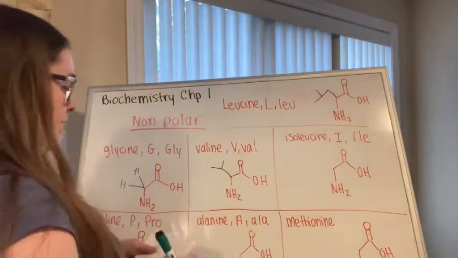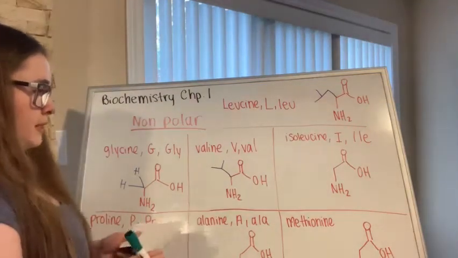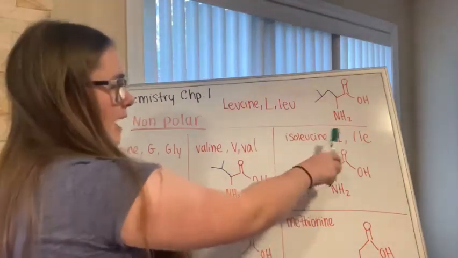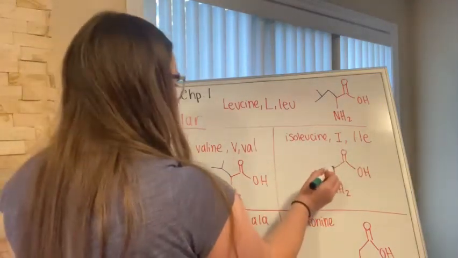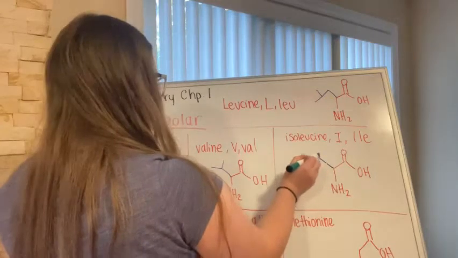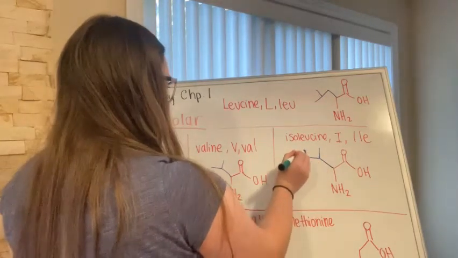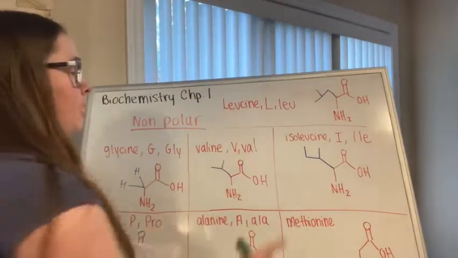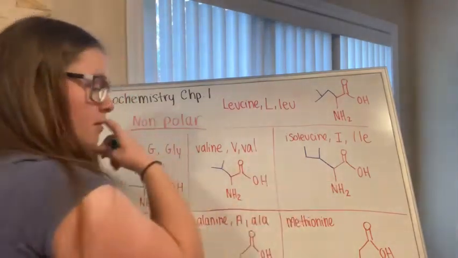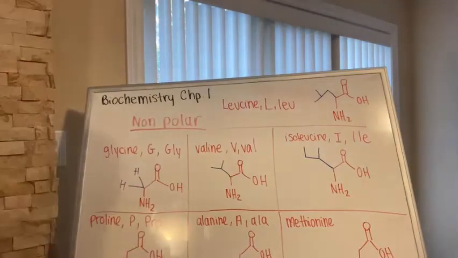Next we have isoleucine, and isoleucine has I and ILE as its 3-letter abbreviation, and its structure is like that. That is isoleucine's R group right here. Okay, so our next one is proline.